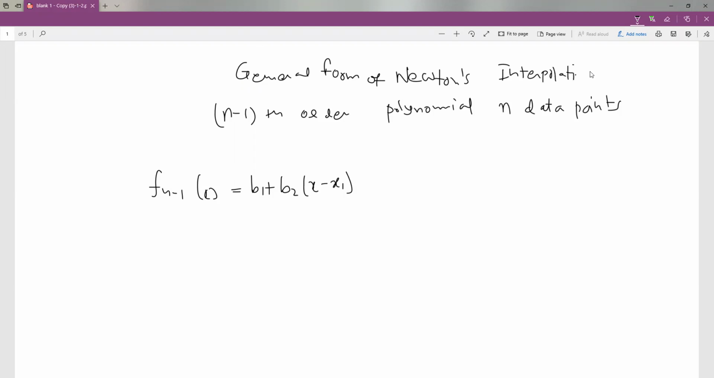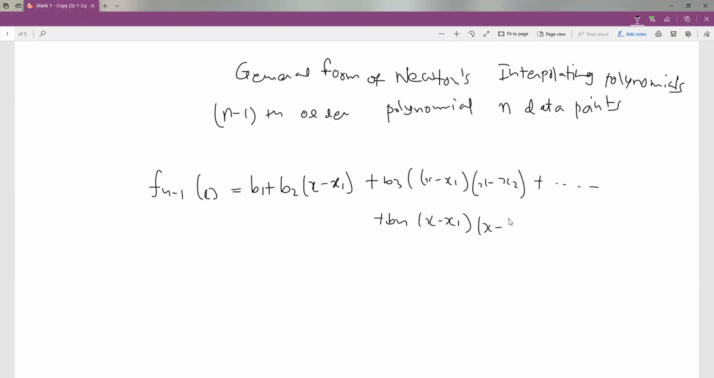Interpolating polynomials. Then b3 (x minus x1)(x minus x2), and bn (x minus x1)(x minus x2) up to (x minus x of n minus 1).